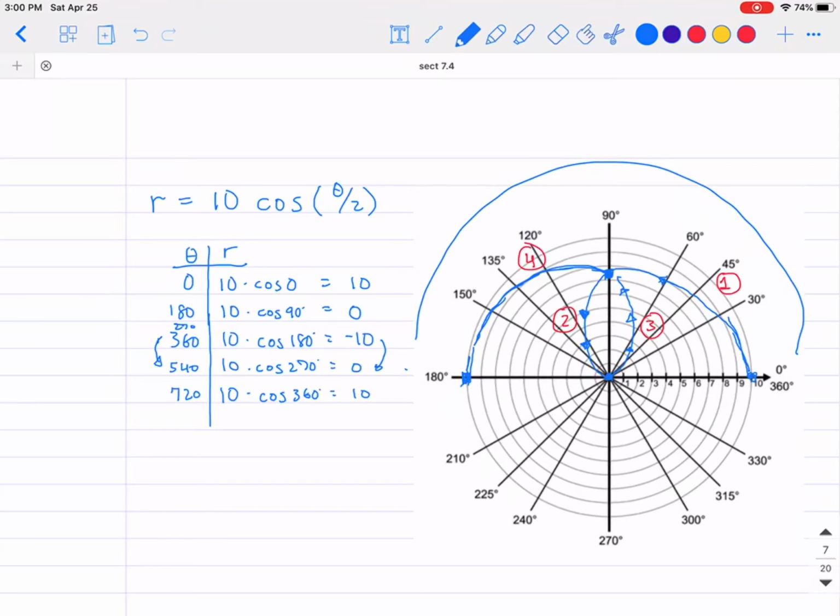But you are going to have radii that are negative, because it's negative 10 all the way to 0. So from this point, you're going to have to go to the origin, which is the pole once again.